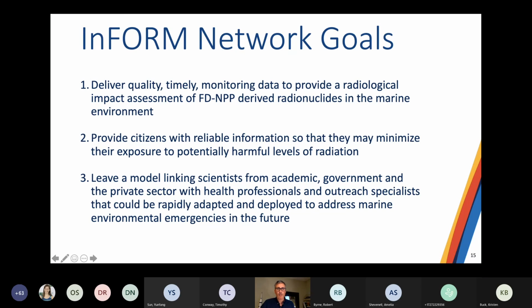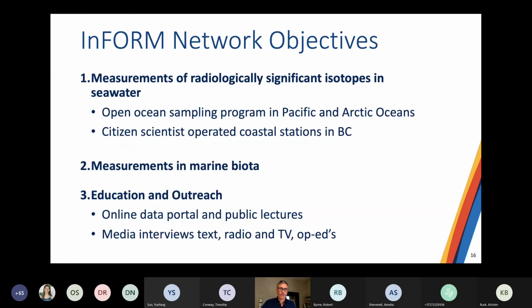And we wanted to leave a model where we would have a network of scientists and citizens and organizations that were concerned about marine health so that we could rapidly respond to other types of marine disasters. So a great example, both in the Gulf and here on the West Coast, is the potential for an oil spill. Could we make observations? Could we collect samples quickly and decentralized in a way that would help policy and response to a future marine disaster?